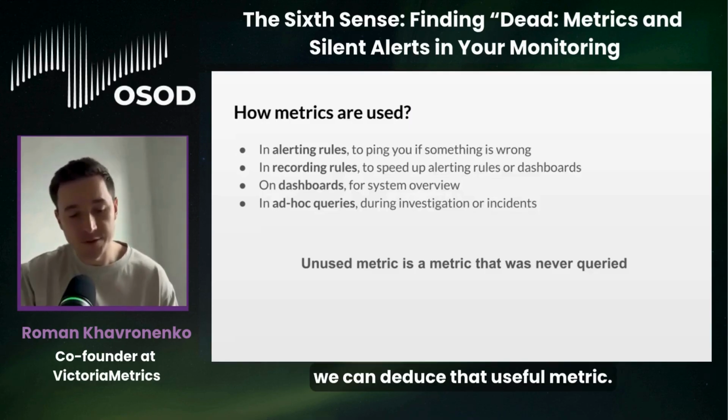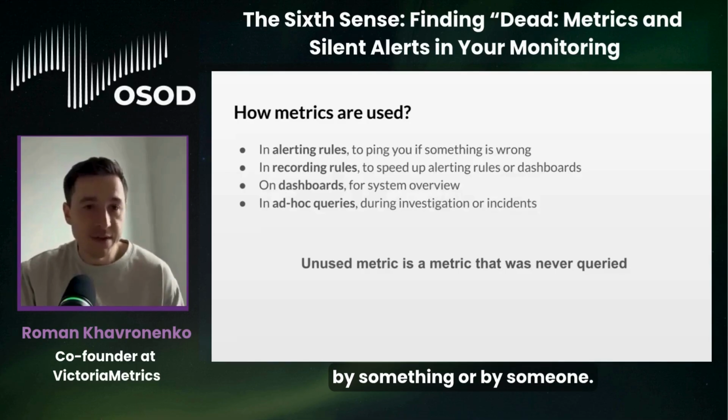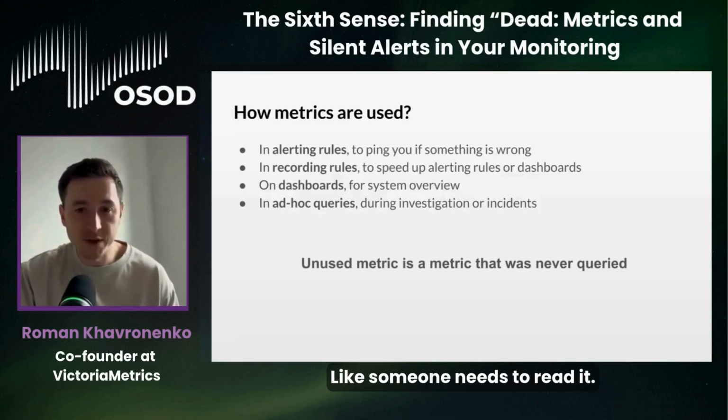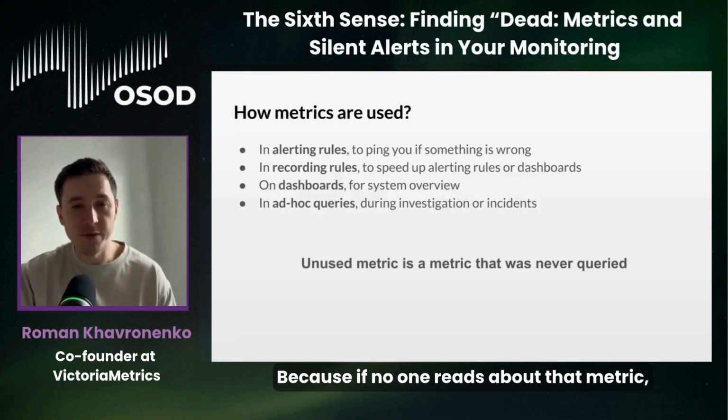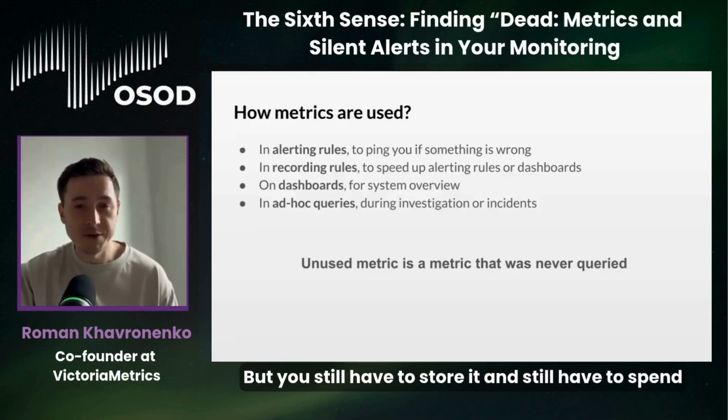So from this, we can deduce that a useful metric at least needs to be queried by something or by someone. Someone needs to read it, because if no one reads that metric, maybe no one even knows it exists, but you still have to store it and still have to spend resources on it.